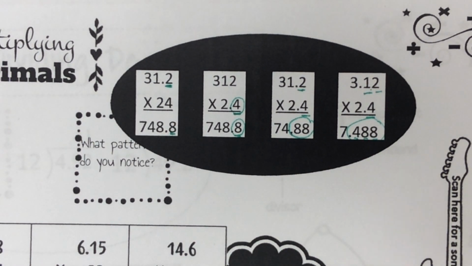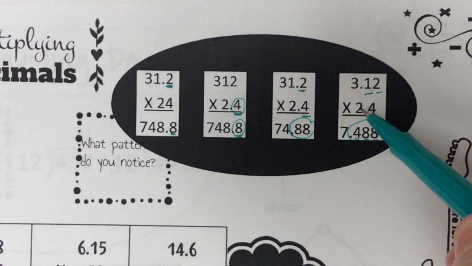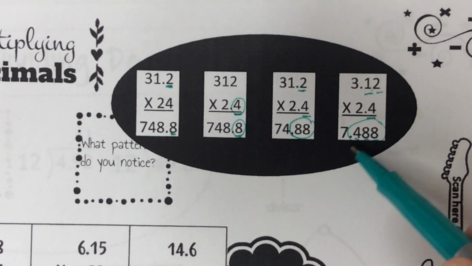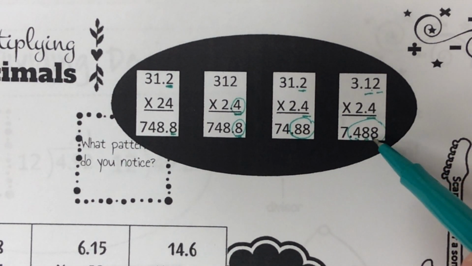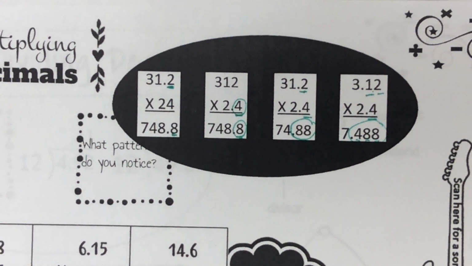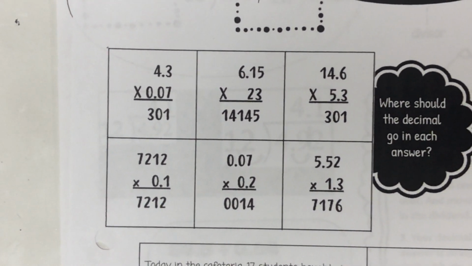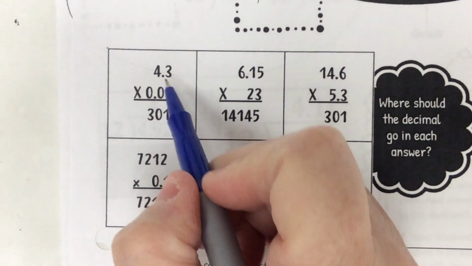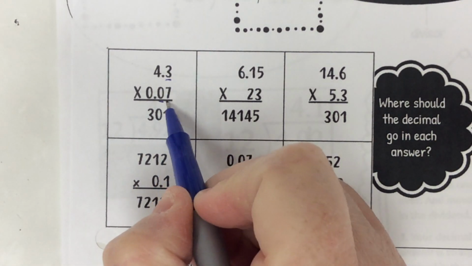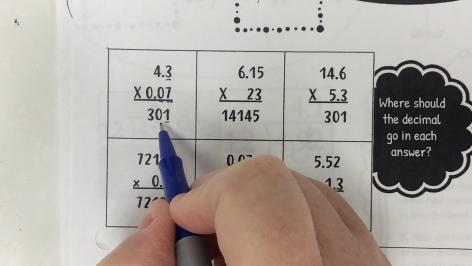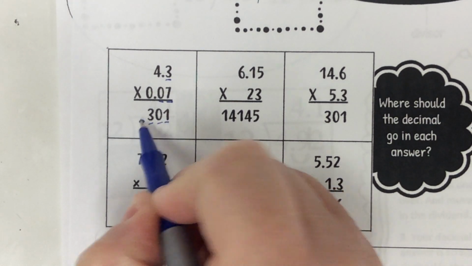Now, estimation also really helps, because 3 times 2 would be 6. So my answer couldn't be a 74 or a 748. Okay, so next we're going to jump right down here and do some practice with just identifying where the decimal goes. So right here I have 1, 2, 3 decimal places. So 1, 2, 3 decimal places.